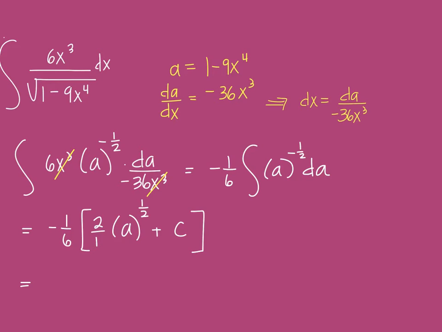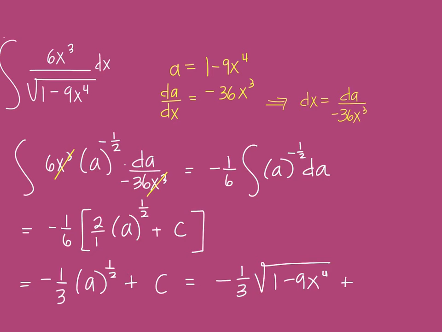So clean all that up. That'll be negative 1/3 times A to the half plus c. In other words, negative 1/3 times the square root of what I originally chose as 1 minus 9x to the 4th, plus c.